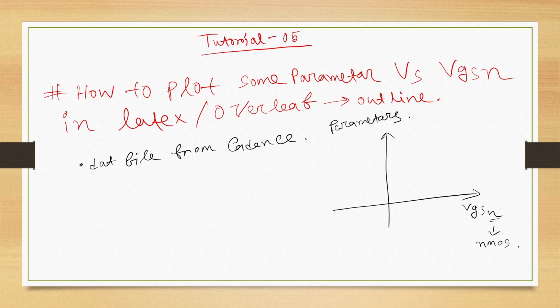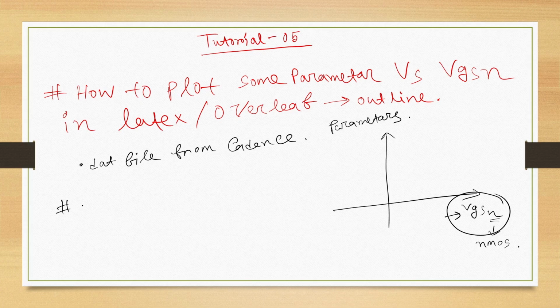So we know there are lots of parameters. We consider the x-axis as VGS, and then we perform the parametric analysis for different channel lengths of this NMOS and try to understand what the graph actually represents.